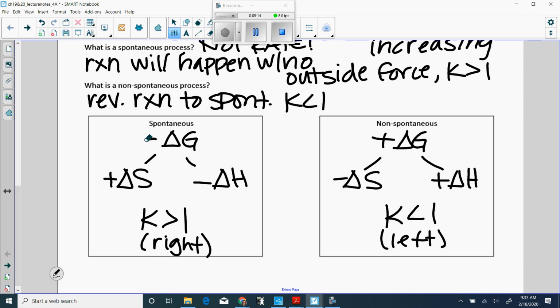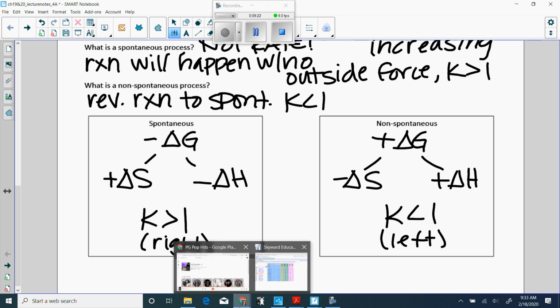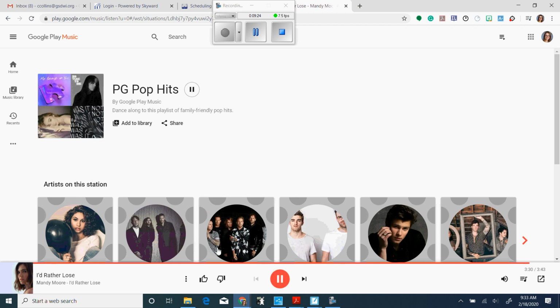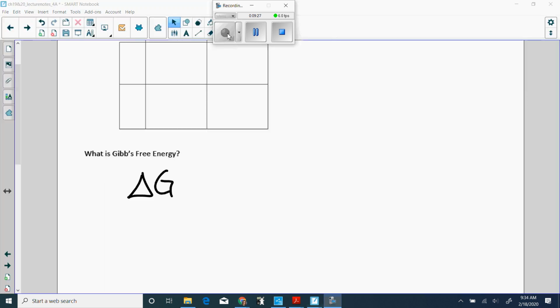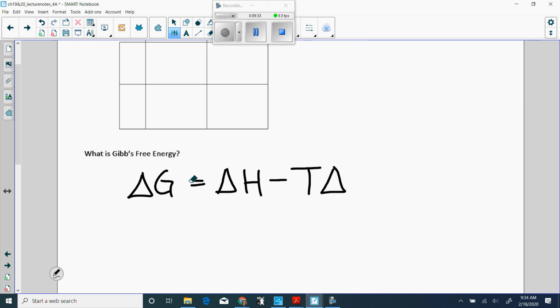The letter is G for spontaneous. The letter is S for entropy. I added in some enthalpies, so remind yourself what H is. We can math G. Delta G equals delta H minus T delta S. Not like an equation you ever have to remember. You have an equation sheet too.